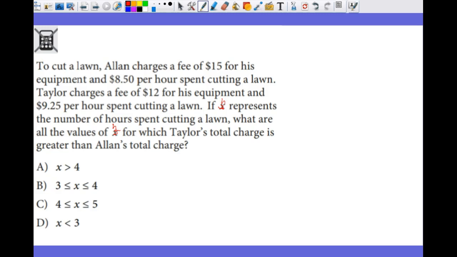Okay. So in order to solve this, we need to first set up our equations. We're going to set it up for Alan first. So Alan's payment model would look like this. A $15 flat fee plus 8.50 times the number of hours he works. I'm just going to use H for number of hours. And then that's how much money he would get.